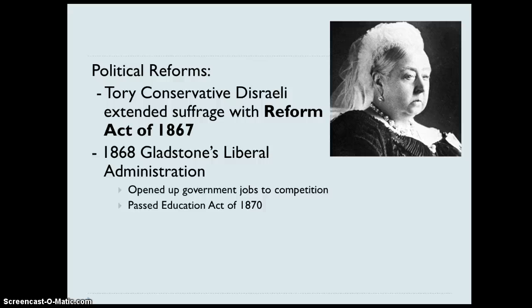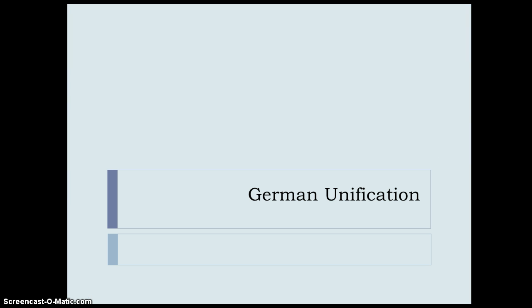So in Queen Victoria's age here, at least for now, we've got that strong sense of duty and moral responsibility. We have continued industrialization, and then politically we have the expansion of suffrage under the conservative Disraeli, and then 1868 new elections bring Gladstone's liberal administration, and he makes some liberal reforms with education and ballots and competition for everyone. Oh, there she is.